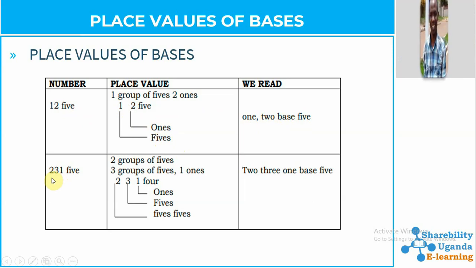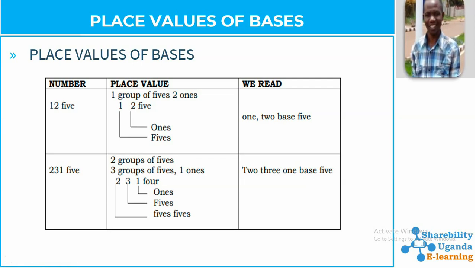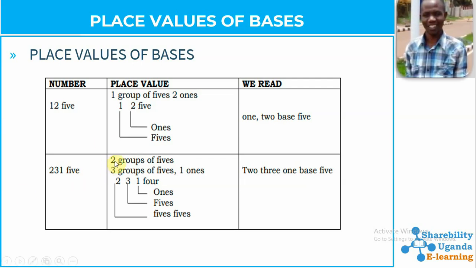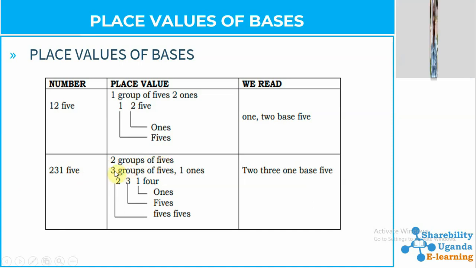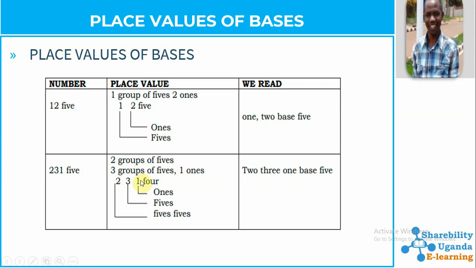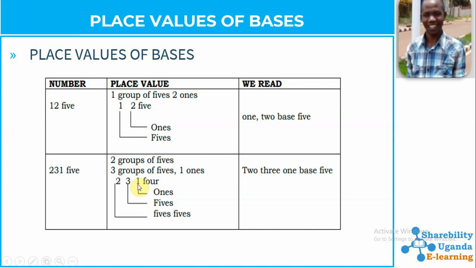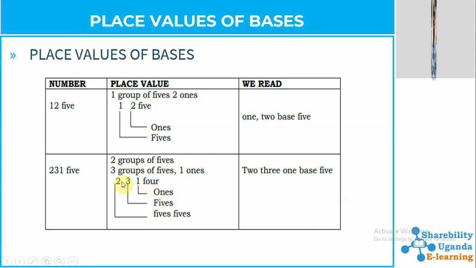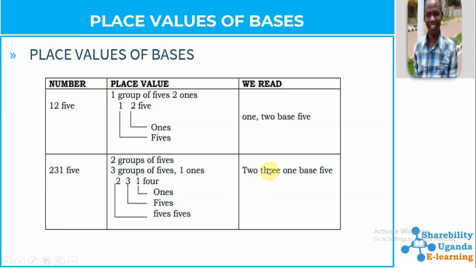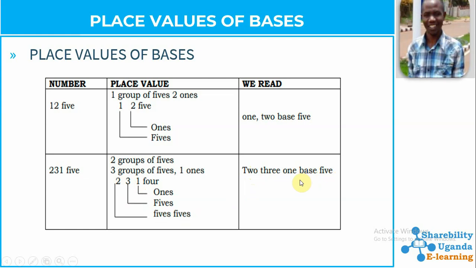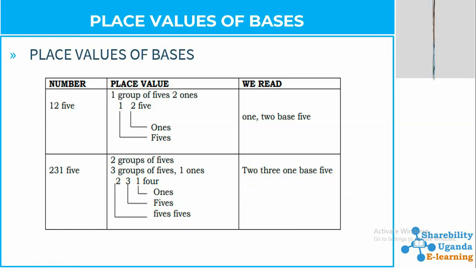Also, we have another number here, which is 2, 3, 1 to base 5. So we shall be able to group them and say that we have two groups of 5s, then three groups of 5s, then 1s. So when you are to give them place values, we shall say we have the 1 group of 1s, then the 3 groups of 5s, then the 2 groups of 5s. In reading them, we say 2, 3, 1 base 5.